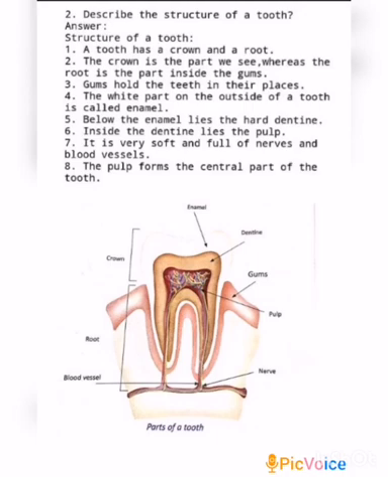Once again, let us repeat the answers. A tooth has a crown and a root. The crown is the part we see, whereas the root is the part inside the gums. Gums hold the teeth in their places. The white part on the outside of a tooth is called the enamel. Below the enamel lies the hard dentine. Inside the dentine lies the pulp. Pulp is very soft and full of nerves and blood vessels. Lastly, the pulp forms the central part of the tooth.